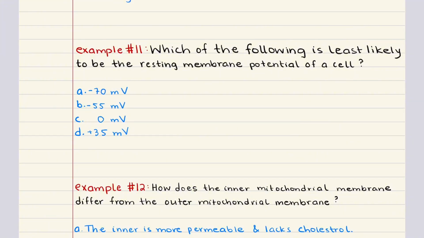If the potential were 0 millivolts, however, there would be no separation of charge, meaning no stored gradients for later activity. This would make it impossible for the cell to generate action potentials or to perform normal signaling. So the other answer choices, they're valid because they can represent values that occur during resting or active states of the membrane. But 0 millivolts is not consistent with a functional resting cell. That's why the correct answer for 11 is C.